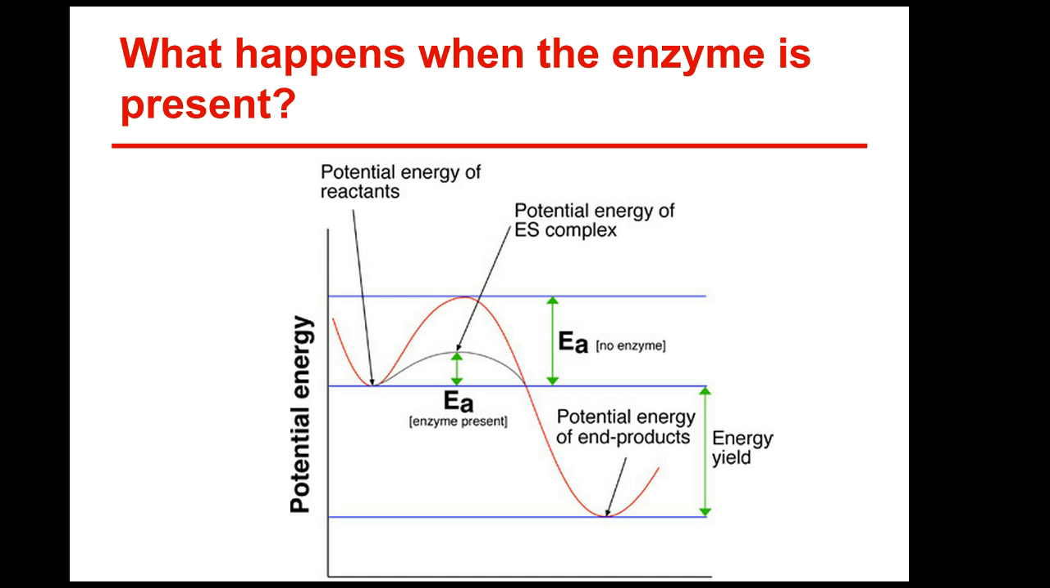All right, here's just a couple graphs to show you what happens when an enzyme is present. It shows here energy yield. This is the energy we need from beginning to end. You can see here's the energy we start with, here's the energy that's at the end. The energy yield is the total energy that you're going to need to finish the reaction. Now what an enzyme is going to do is help us to get to that quicker.